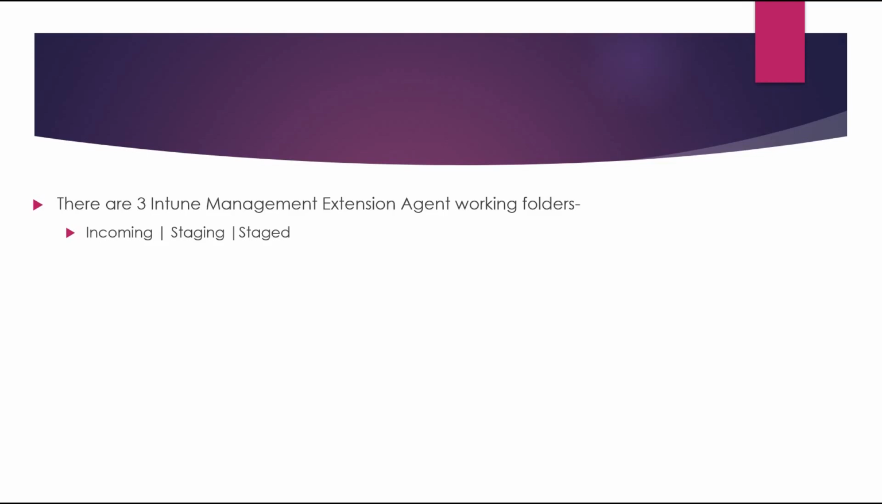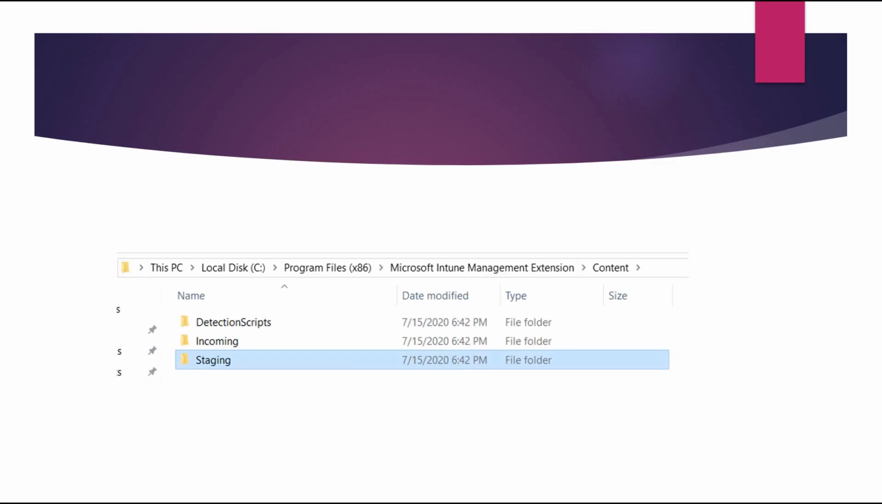if you have seen a certificate deployment via Intune, you would have seen that there are 3 folders, right? One is incoming, then processing, and then succeeded or failed. So similarly, we have the same thing in the IME agent as well. When a Win32 application is getting downloaded, it will first come to the incoming folder, then move to staging, and then succeeded or failed, whatever the case may be. Okay, so these are 3 working folders that we have.